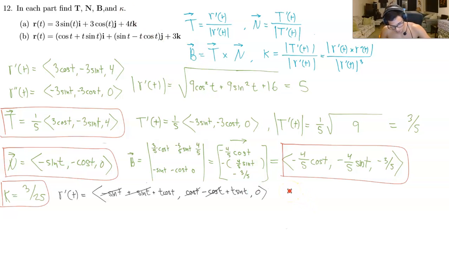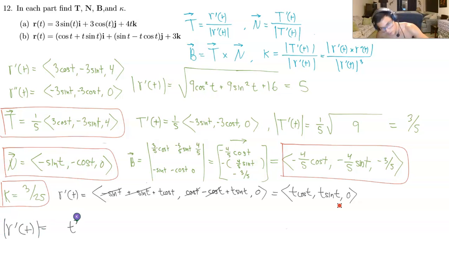Okay, there we go. Now I'll just simplify this a little bit nicer and just write it out as t cosine t, t sine t, and 0. There we go. Okay, now we want to find the norm of this. So the norm of r'(t). Well, that's going to be the square root of t squared cosine squared t plus t squared sine squared t. And yes, this just works out to t. My t's are starting to look kind of ugly.